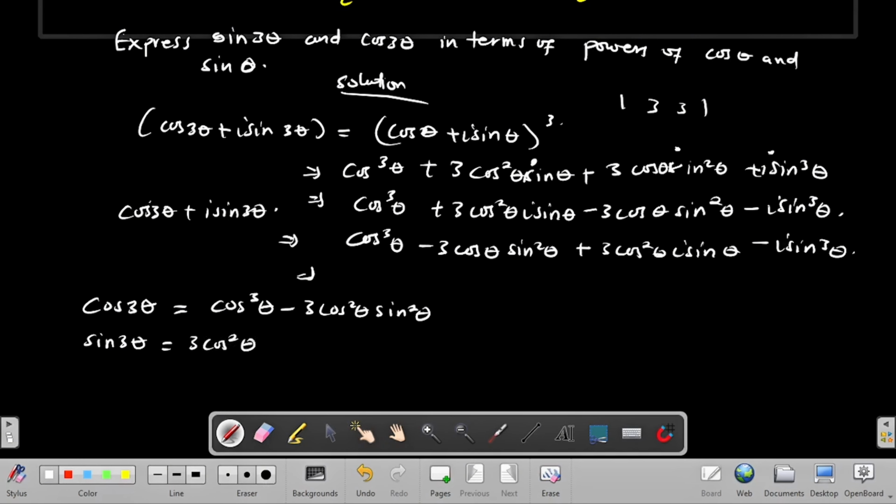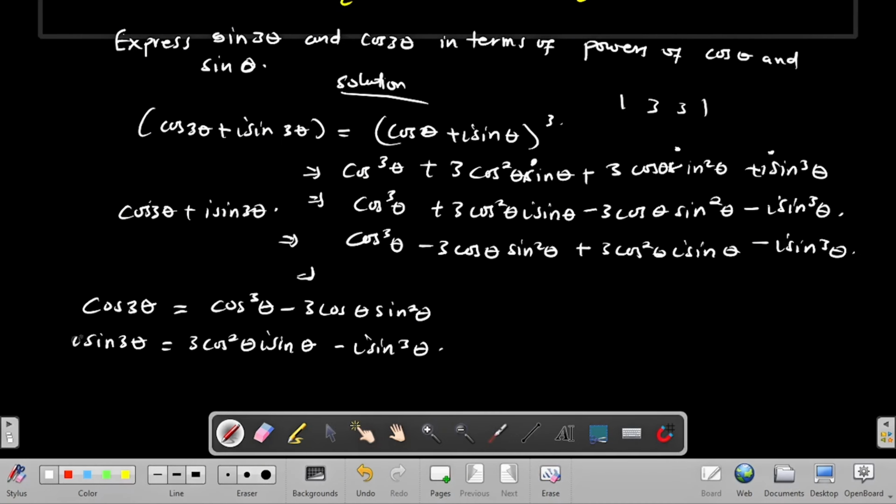Then sine 3 theta is equal to this part, 3 cos squared theta sine theta minus sine cube theta. I made a mistake here. So here we have been able to separate it. The question said we should express sine 3 theta and cos 3 theta in terms of powers of cos theta and sine theta, right? So let's see something here.